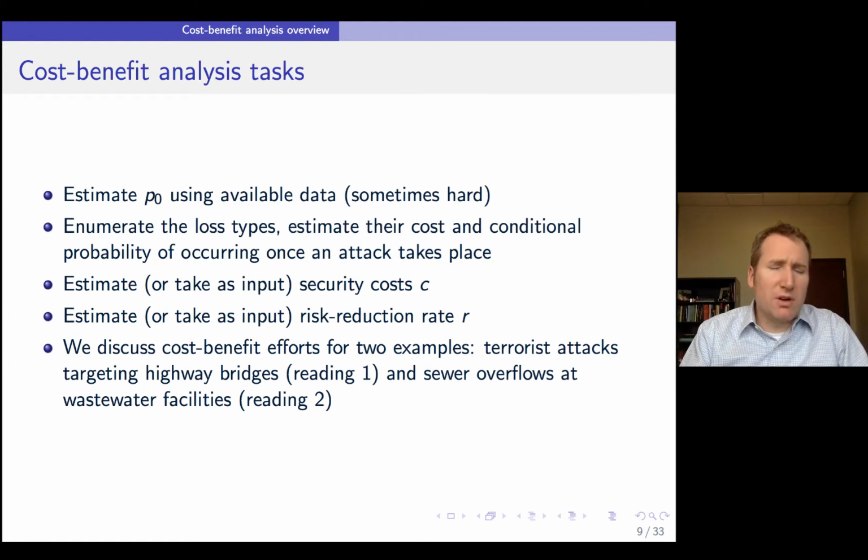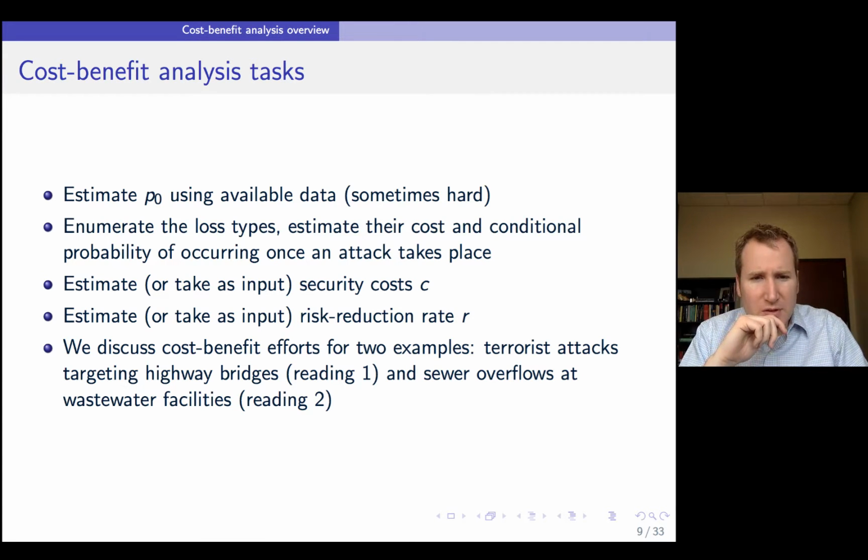So what's the overall task for doing cost-benefit analysis? First of all, we want to estimate, to the best of our abilities, what P0 is. Again, this is the probability that there will be this adverse event, in our case an attack, using all the available data we have. So it's the steady state probability of attack. We then enumerate the loss types, and estimate their cost and conditional probability as described in that formula. Then we can estimate, or sometimes take as input, the security cost C, how much this is going to cost us, and also the risk reduction rate we get from the security investment.